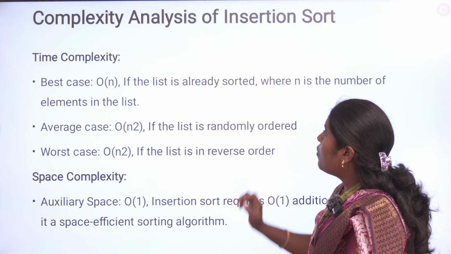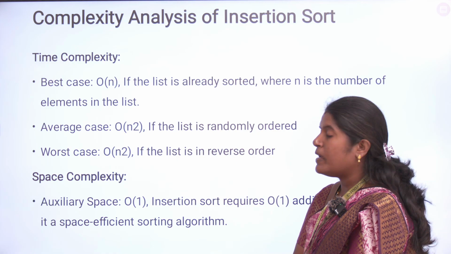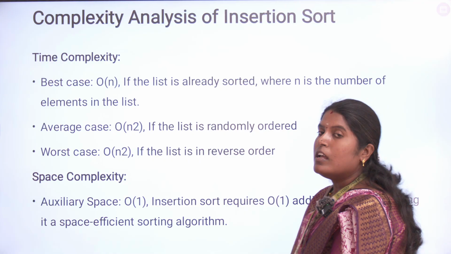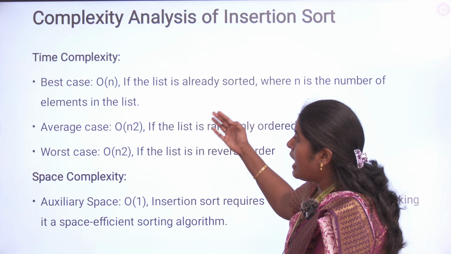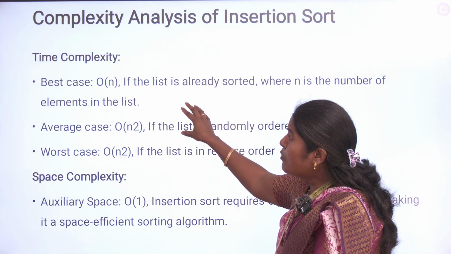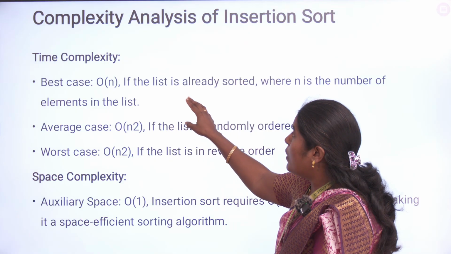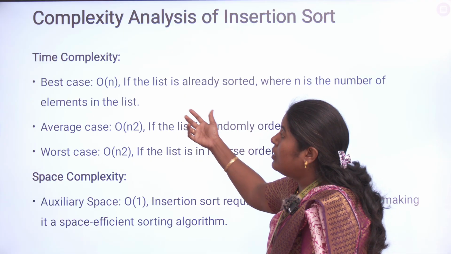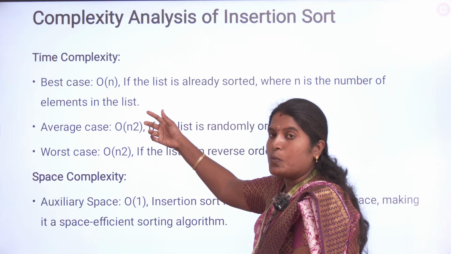Next we are going to see the time complexity and space complexity of this algorithm. Here they are considering time complexity in terms of best case, average case and worst case. In the best case the time complexity is O of n, because the list is already sorted, so there is no need of comparison. So in the best case the time complexity is O of n.